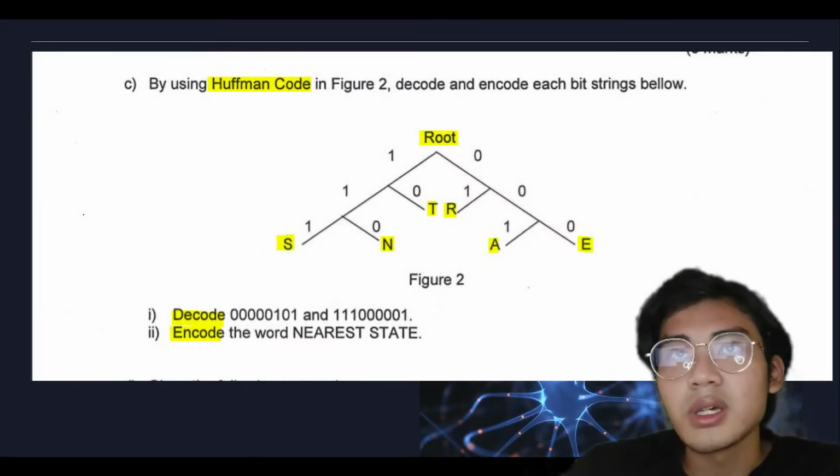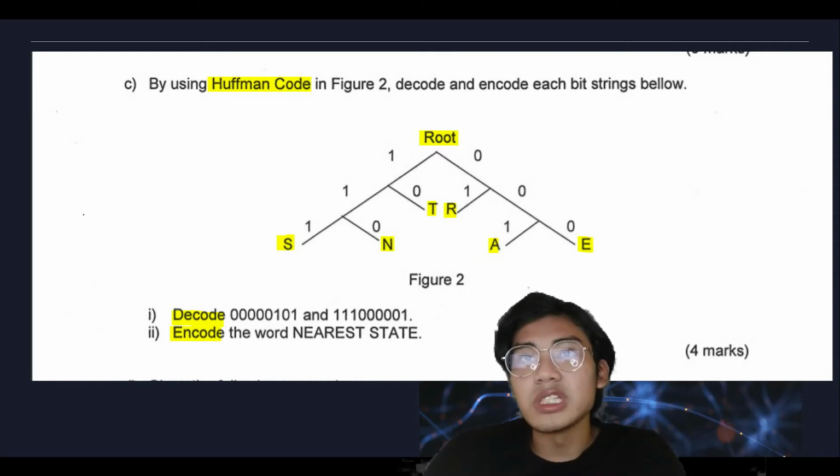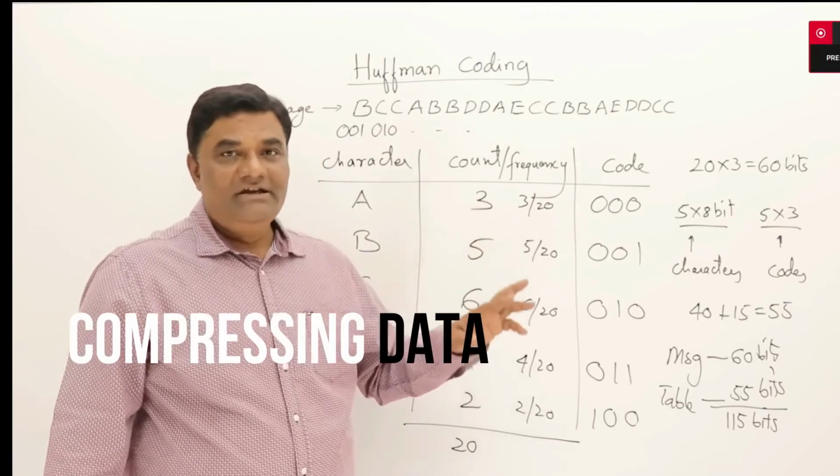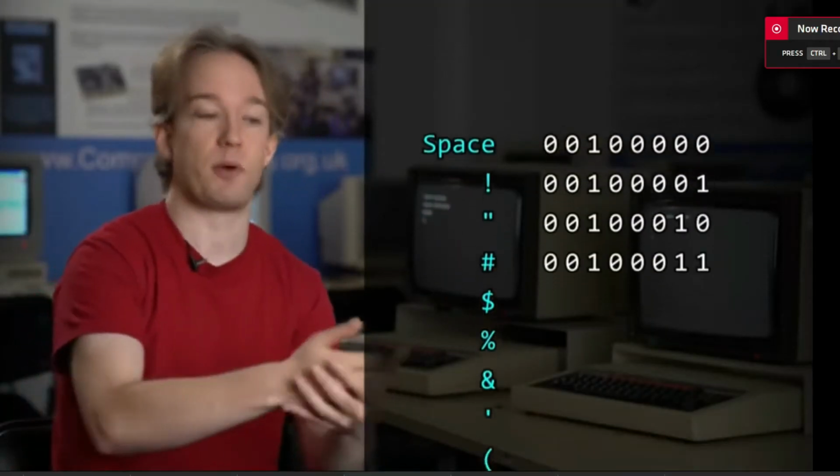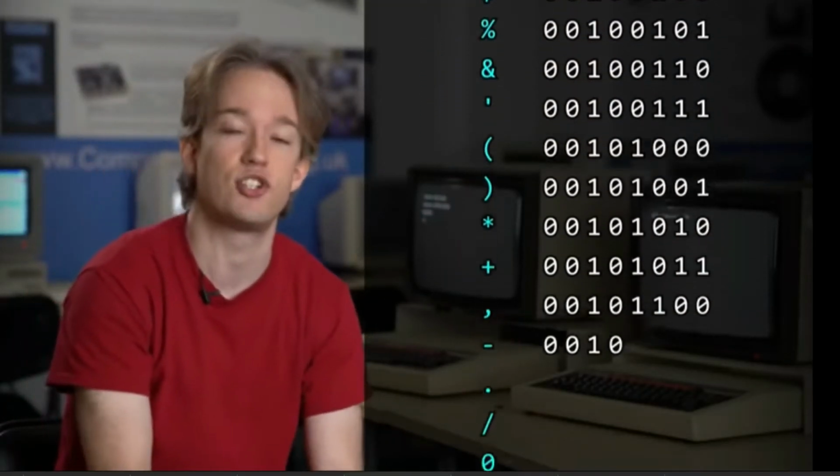I've included a past year question, which is a question about Huffman code. It tells us to decode and encode the word. Huffman code is an efficient method of compressing data without losing any information. In computer science, information is encoded as bits. There is an algorithm for generating the Huffman code for a given message based on the frequencies of symbols in the particular message. We also need to understand encoding and decoding.